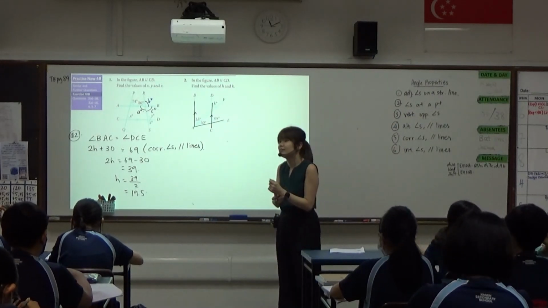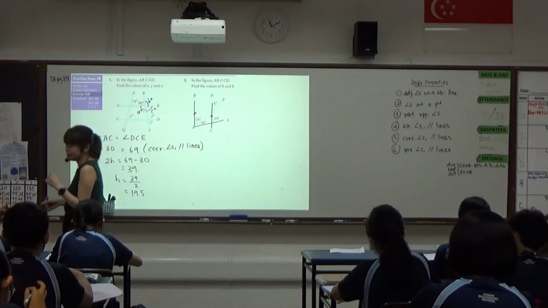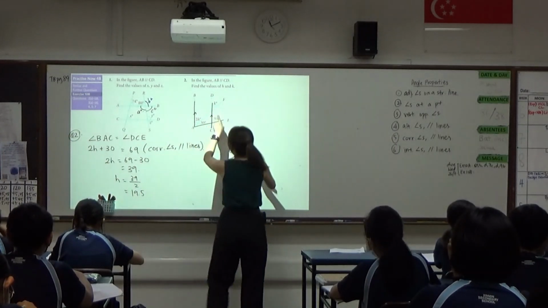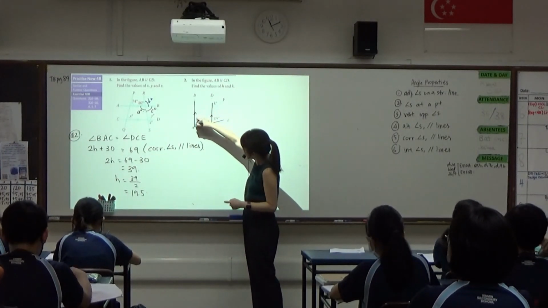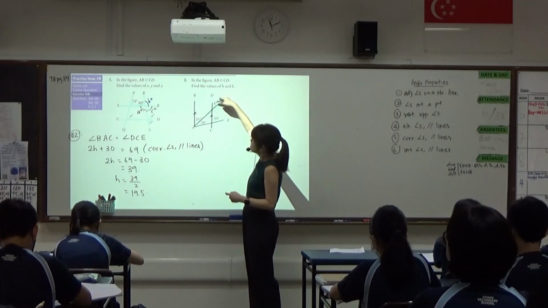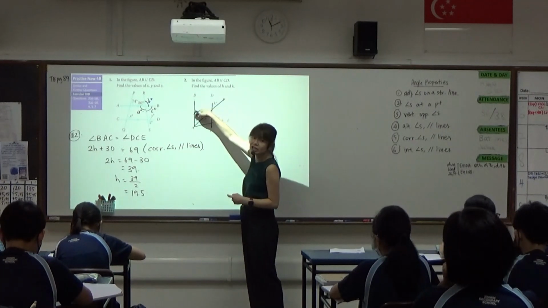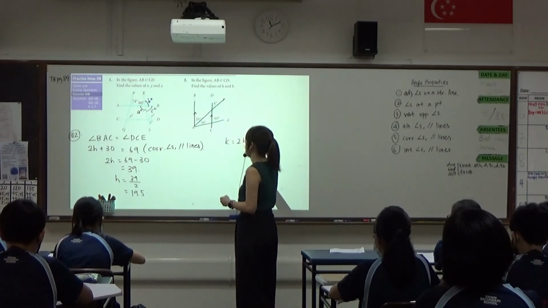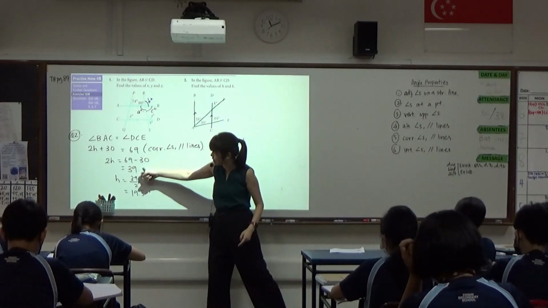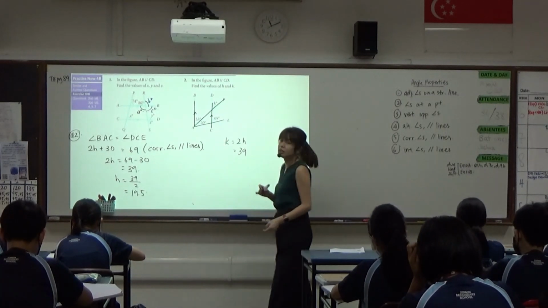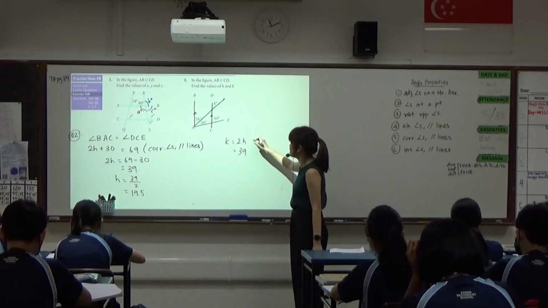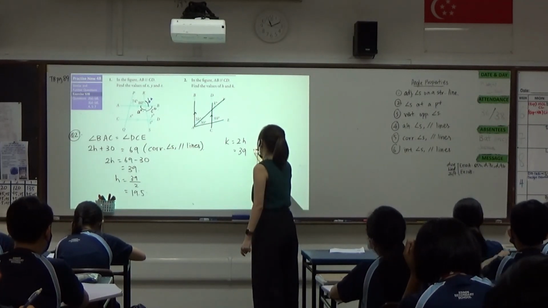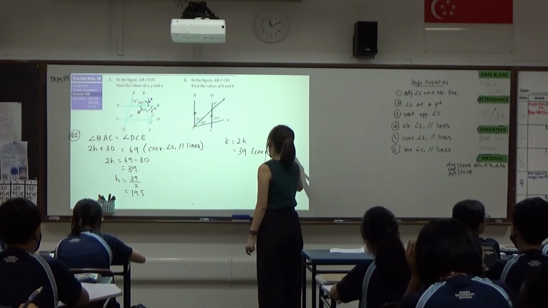How to find k? Corresponding angles correspond to what? 2h, very good. So I hope that we can see this pair of parallel lines, and there is this transversal over here. So k and 2h are at corresponding corners. So k equals 2h, and 2h we have already found earlier on is 39. So that's how we get the answer, and the reason is corresponding angles, parallel lines.